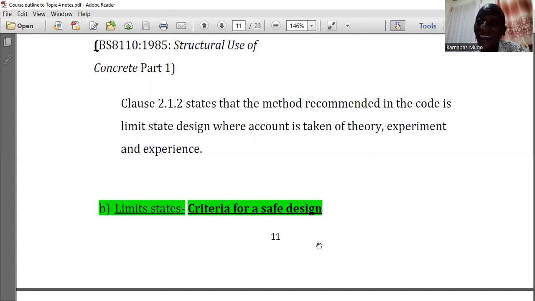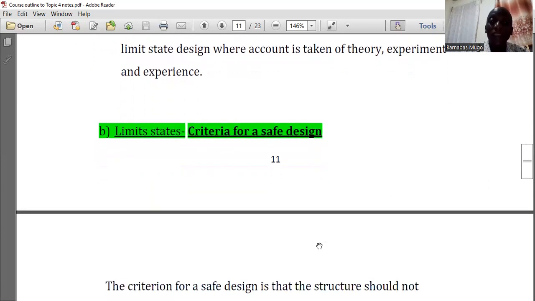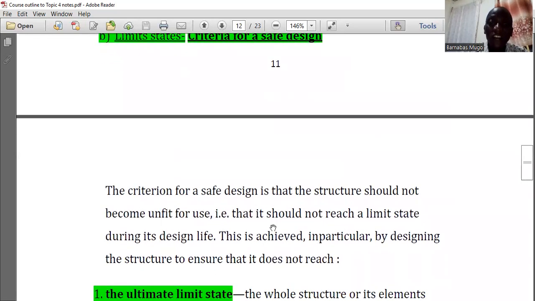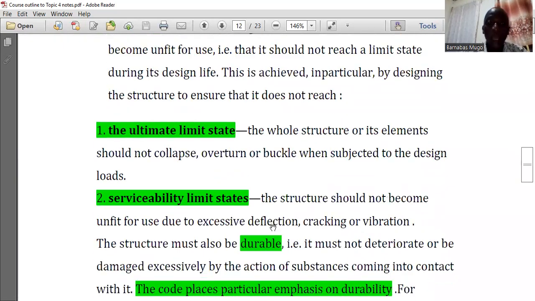You need to have the experimental area. For example, when you are crushing the cube in order to determine the strength of that cube, you also need to have the experience so that you can be able to do it. So the criteria for the safe design, you need to have the limit state design. That one we are going to look at. You can just have the grasp of it by reading the notes.